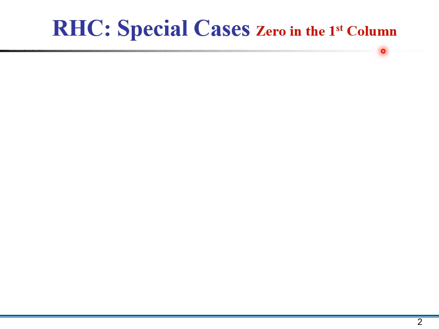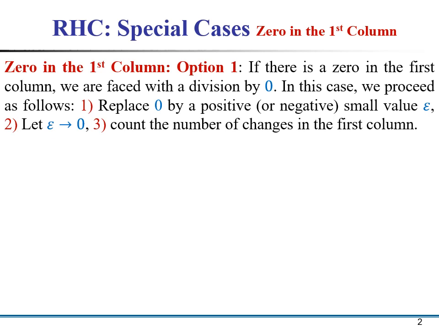So in this part of the lecture we will be considering the special case in which a zero appears in the first column of the Routh-Hurwitz table. Here we see that if there is a zero in the first column, we are faced with the division by zero, because this zero will be coming in the denominator. Whenever we do the example, it will become more clear.